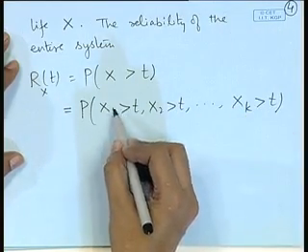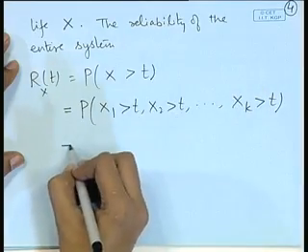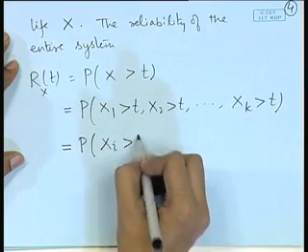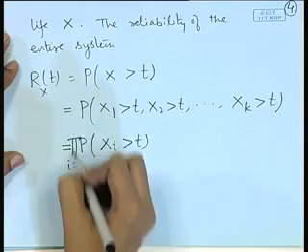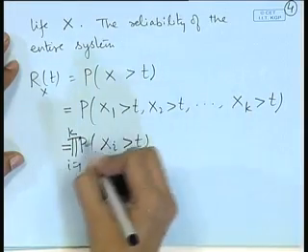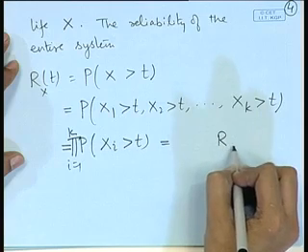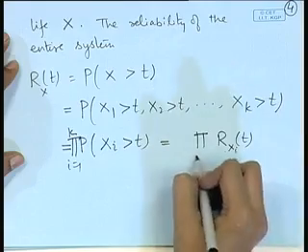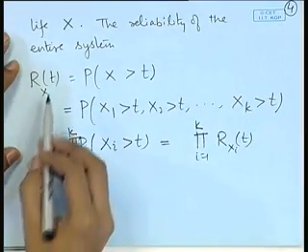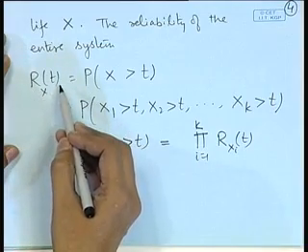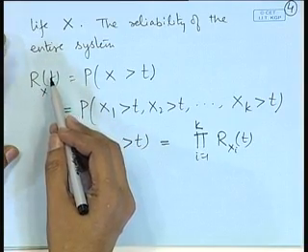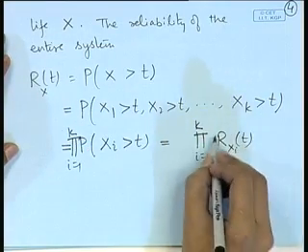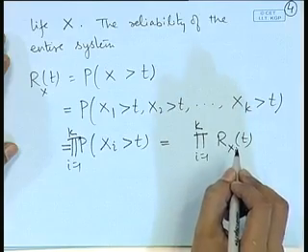We are assuming that the components are working independently, therefore the probability of the simultaneous occurrence will be equal to the product of the probabilities. Now this is nothing but the reliability of the ith system. So what we get here is that the reliability of a compound system which consists of several components connected in series is equal to the product of the reliabilities of the individual components.